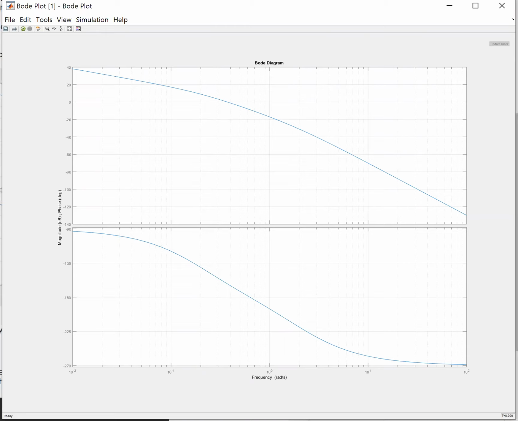Hi, everybody. I'm just going to do a little explanation of Lab 9. The third part of Lab 9, and what I'm looking at here is the Bode plot for the system when k is equal to 1.